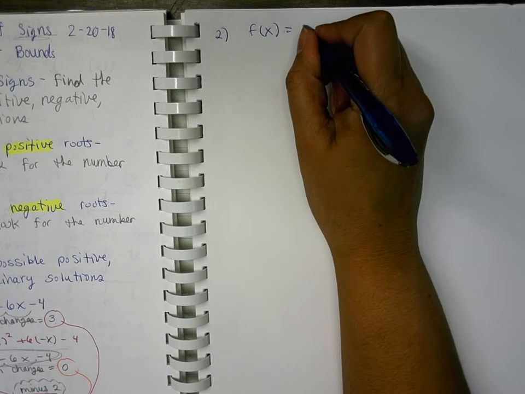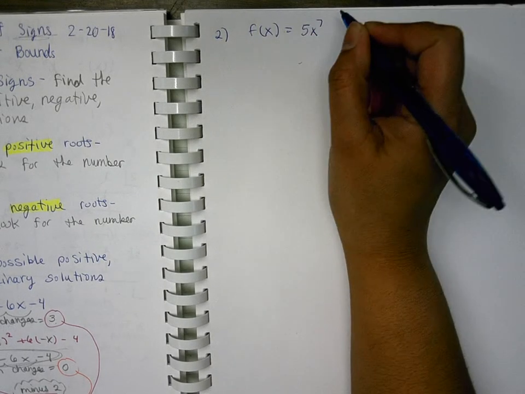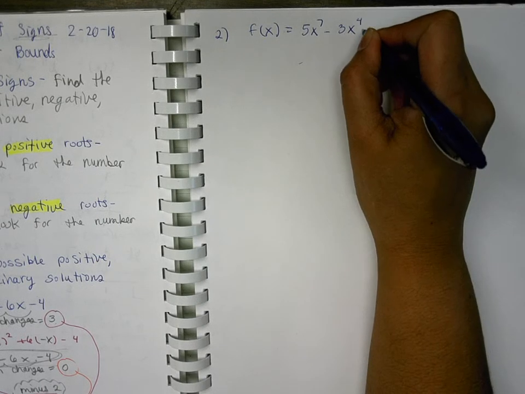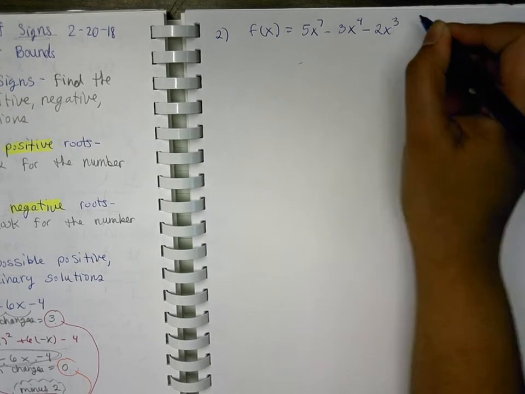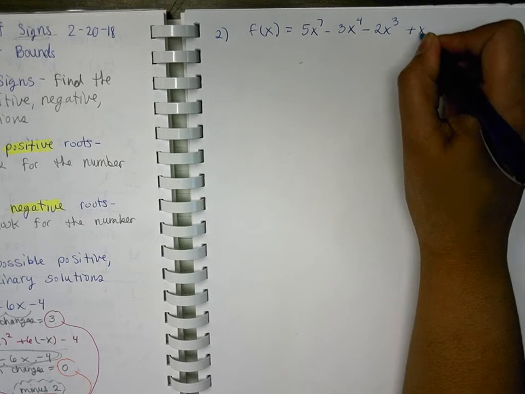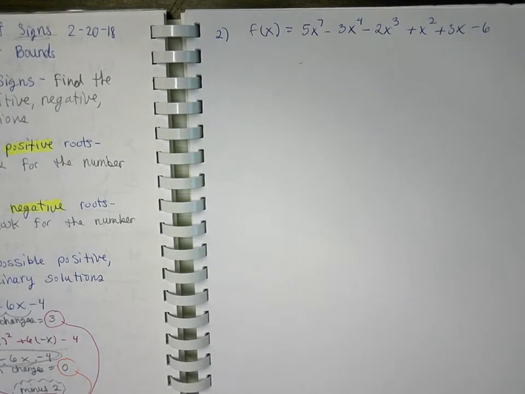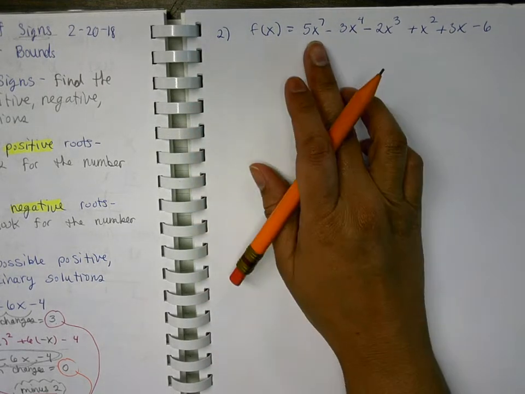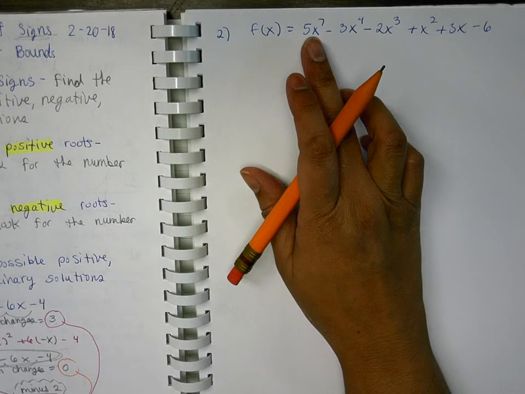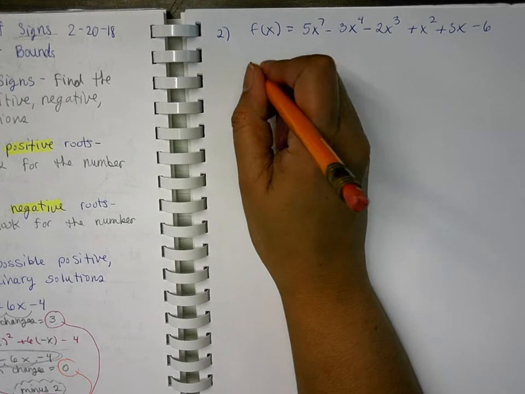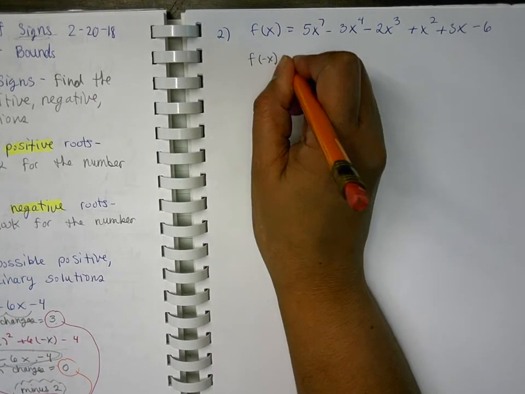Number 2. Same thing. f of x equals 5x to the 7th minus 3x to the 4th minus 2x to the 3rd, plus x squared plus 3x minus 6. And underneath it, I'll give you a second to finish writing it down.